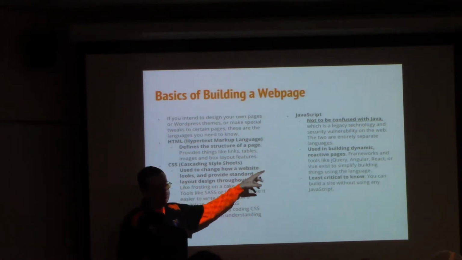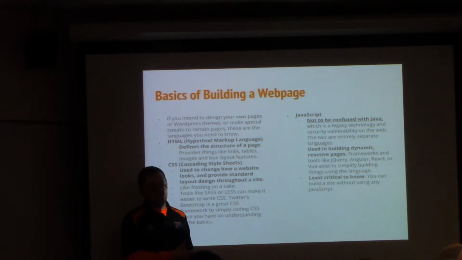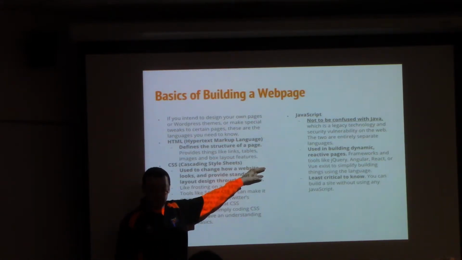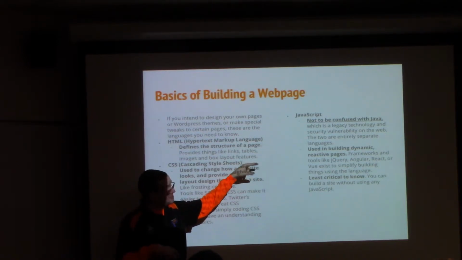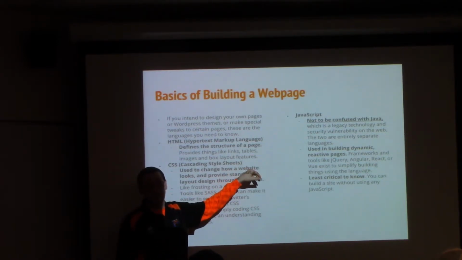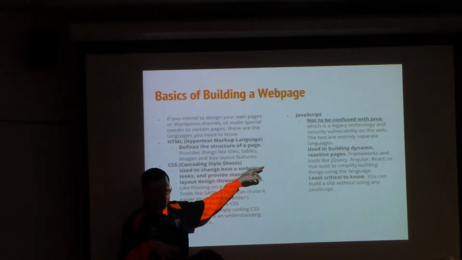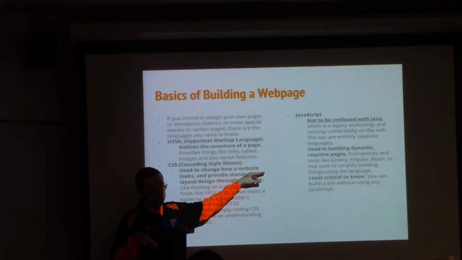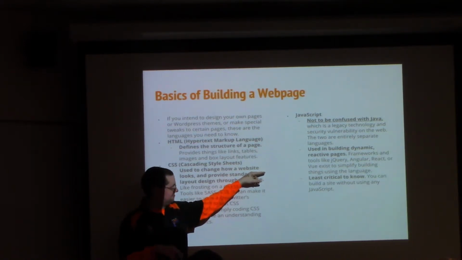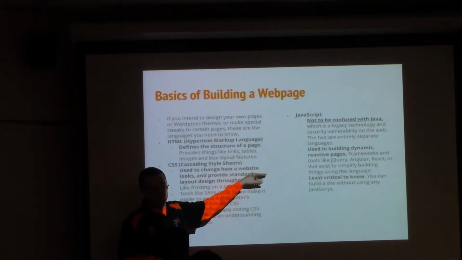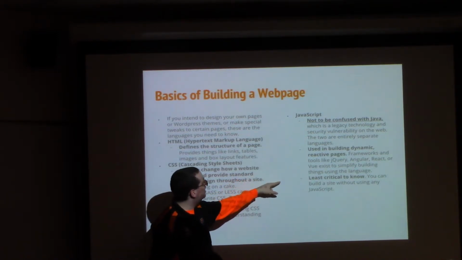JavaScript is a language that is used to make a web page interactive. Do not confuse it with the Java language we use to program our robots. Java can be used on the web, but it's both a legacy technology and a major security vulnerability. The two are absolutely separate languages. Different companies developed them, and they're very different in terms of their functionality.